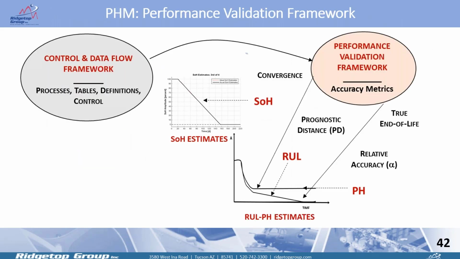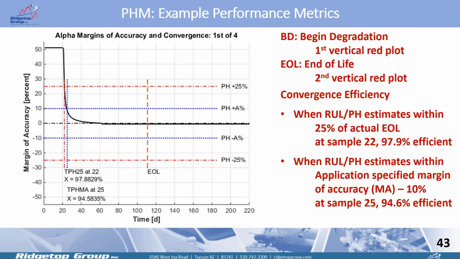Next. The prediction engine does that, and then you have a performance validation network. We do that as batch mode processing of data that has already been completed, and what we're looking for is how fast we converged, how accurate our estimates were, etc. Next. Here are some examples. BD means beginning of degradation. We're now looking at accuracy. Our prediction was a little bit more than 50% too high.